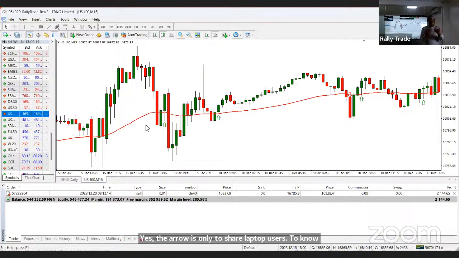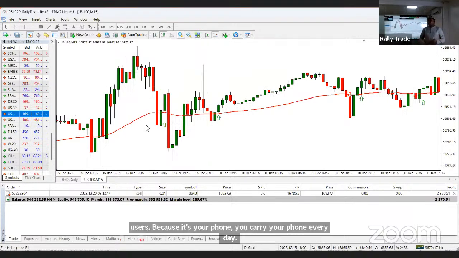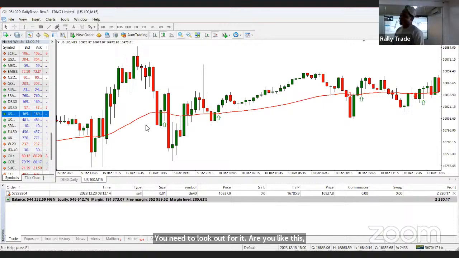For phone users, because you carry your phone every day, you need to look out for the signal. You look out for it. And this one even has an alert on phone, the same as on laptop. You can have it if you pay money to have it. Everything is money.